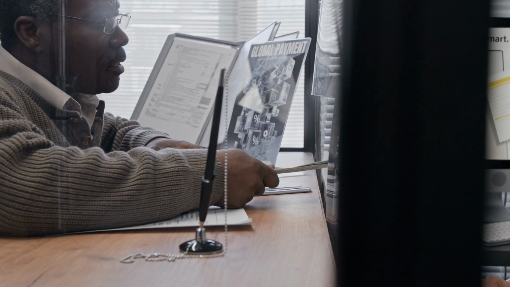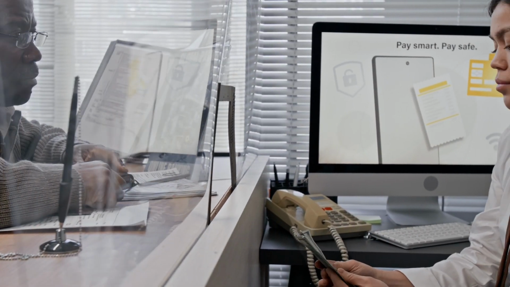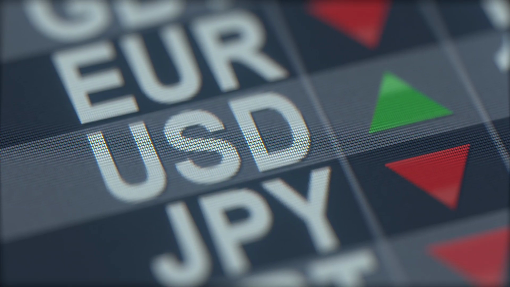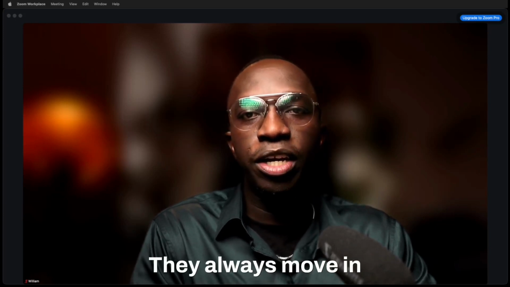Okay, think about the last time you bought something online, right? You gave them cash and they handed you a product. In Forex, it's a bit different. You are simultaneously buying one currency and selling the other. Because of that, currencies are never traded alone. They always move in pairs.